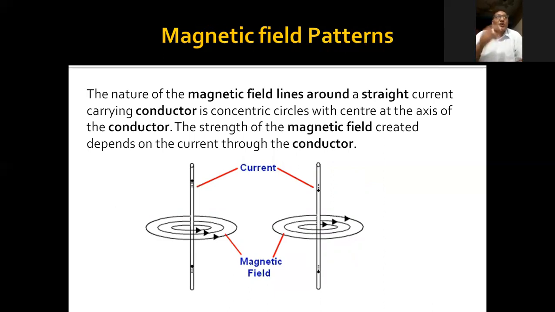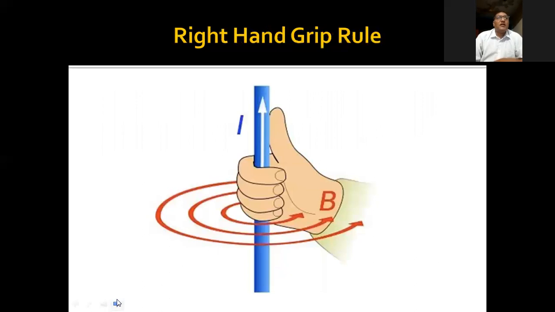So the question is, how do I know whether the direction of the magnetic field around the straight conductor will be clockwise or anti-clockwise? We have a law, and that law is called the right hand grip rule. Let's say we have a conductor, like in this diagram, and current is flowing in that conductor. The direction of the current is upward.